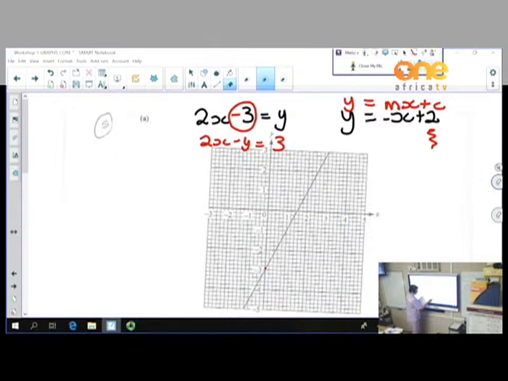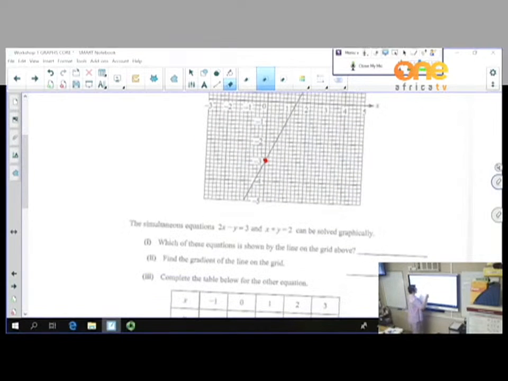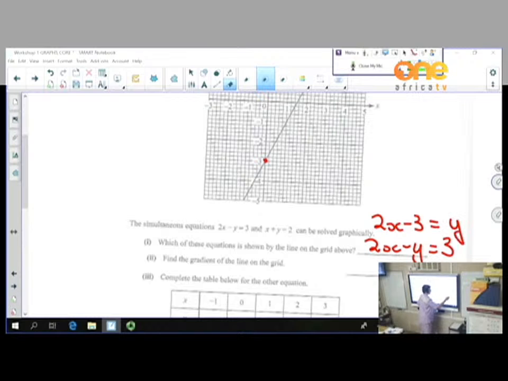So if we look at this graph here, there's the negative 3. So that's how I know that this line that we have here is 2x minus y is equal to 3. So that's my first answer there. You can write it in standard form or in the original one, 2x minus y is equal to 3. That is then that line. But you can see from the standard form, that's how I change it. So we can also write here 2x minus 3 is equal to y, and then we can easily see why we choose that one. Now they say, find the gradient of the line on the grid.